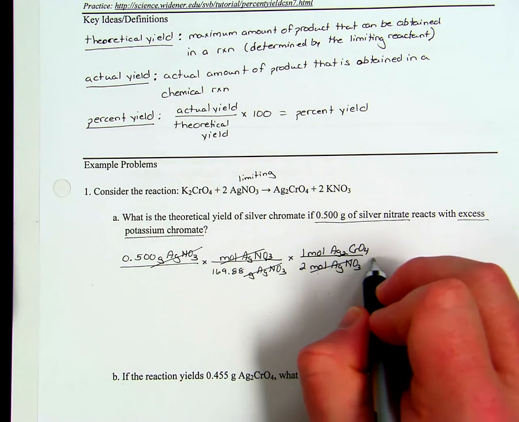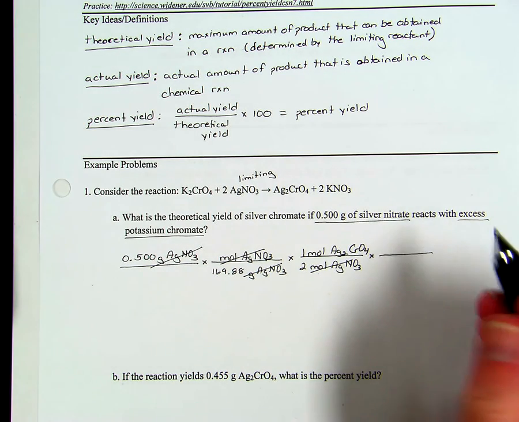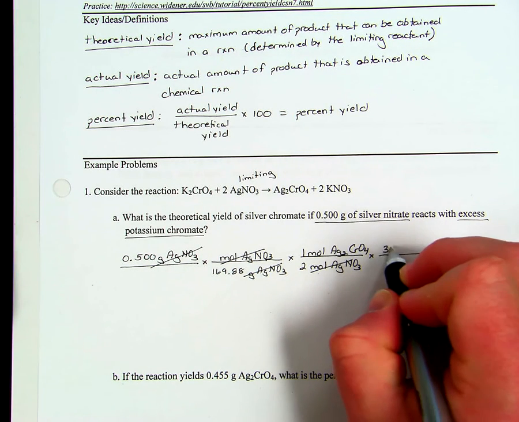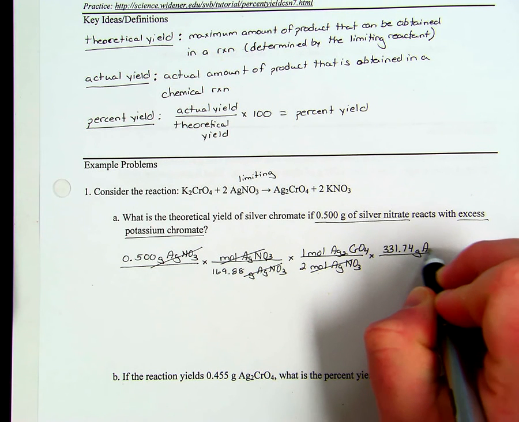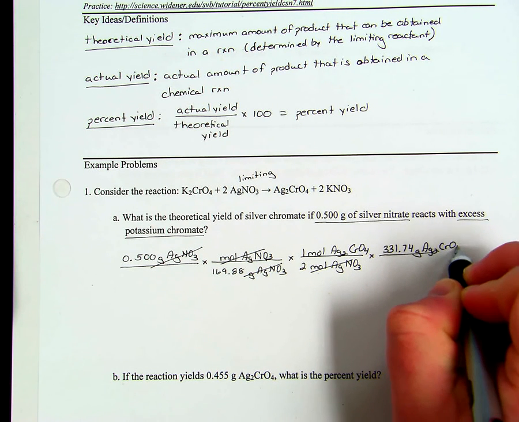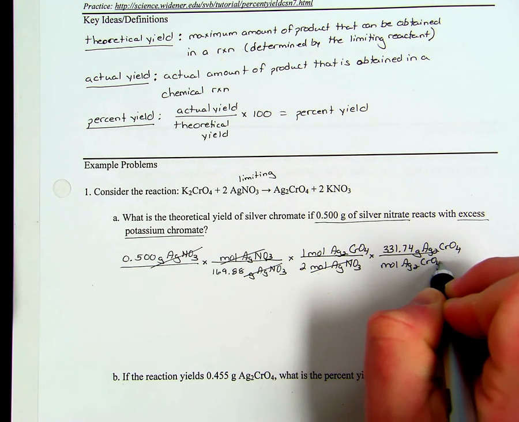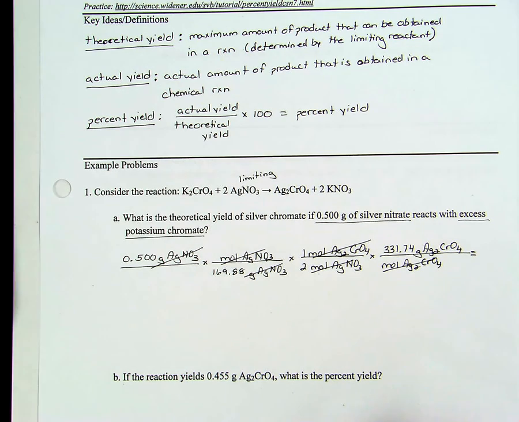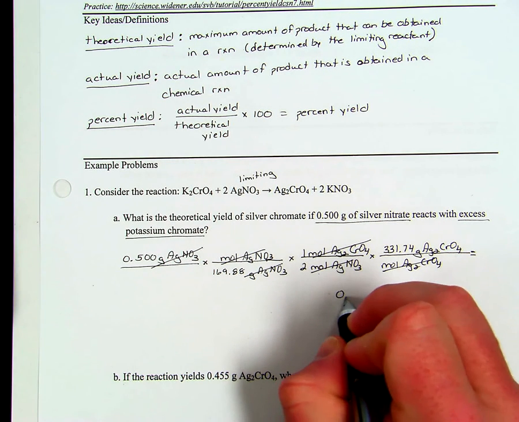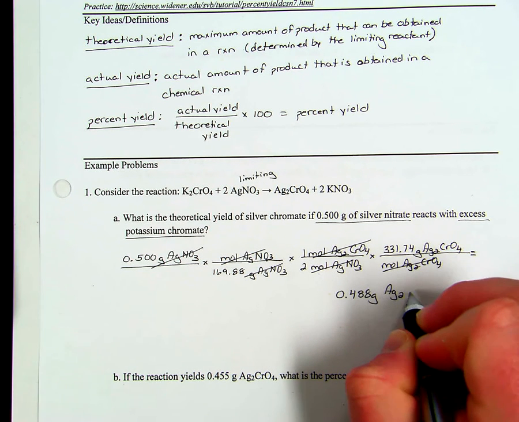And then last, we need a molar mass for silver chromate, which is 331.74 grams Ag2CrO4 for every mole Ag2CrO4. Moles cancel, and we are done with that problem. Just need to plug it into a calculator, and I've already done this. This is 0.488 grams Ag2CrO4.